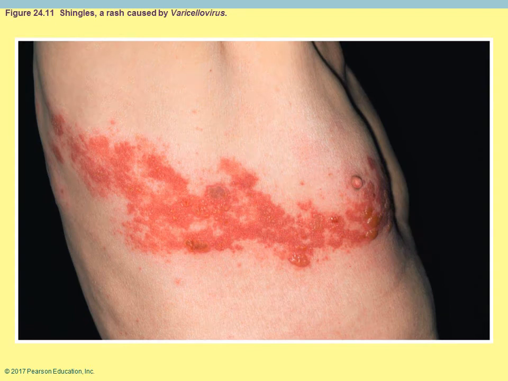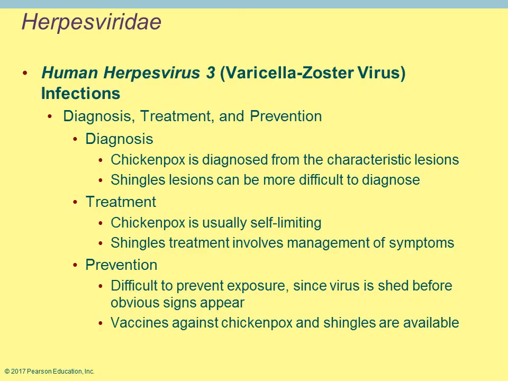So this is what shingles will look like. Often it's on the side and around the back. Very painful and very long term. For diagnosis, usually chickenpox is diagnosed because of the classic chickenpox lesions that you see. Shingles, because it's a rash, really varies quite a bit between individuals as to how severe that rash is, so that's going to be a little more difficult to diagnose, and oftentimes initially is misdiagnosed.